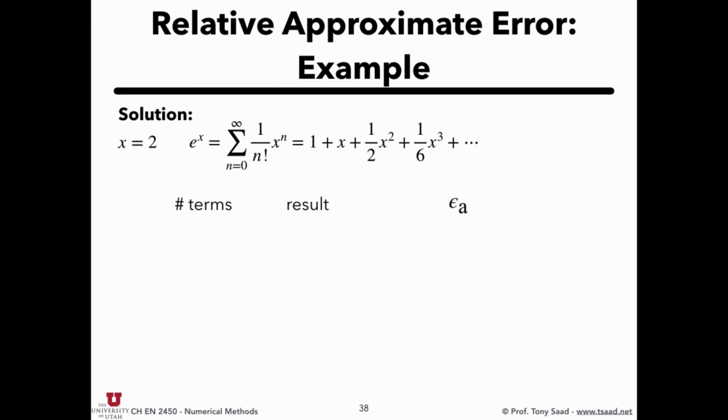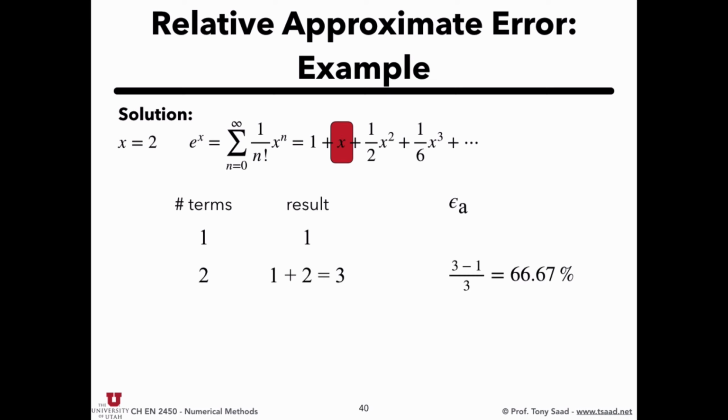Okay, so we'll present the same layout as we did before. We want to evaluate the exponential at x equal 2 for up to 4 terms. And I have 3 columns here: number of terms, result, and the relative approximate error. For the first term, we don't have a previous approximation, so we don't have an error defined there. You could say the error is infinite if you want, or you don't know what the error is. You don't have to report an error there.